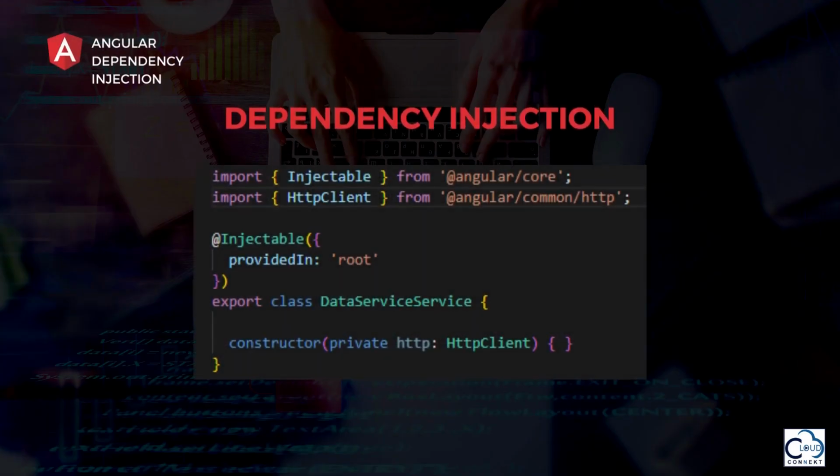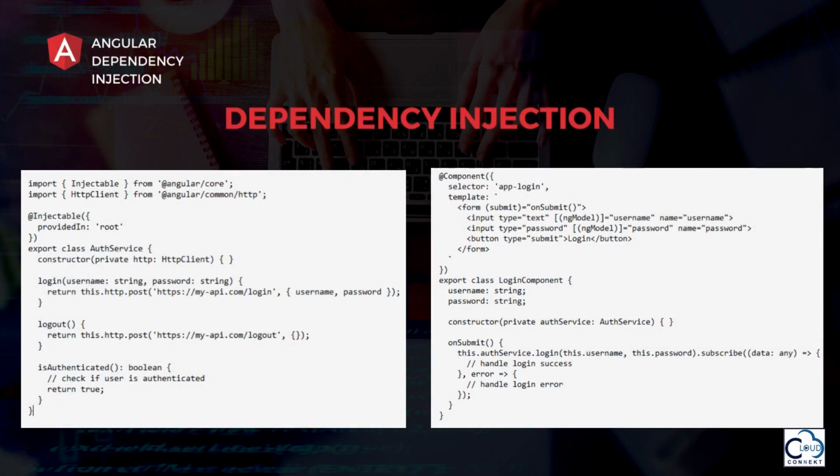And here is another example on how to use dependency injection in real-life Angular applications. Suppose you have an e-commerce application that needs to manage user authentication. You can create an auth service to handle the user authentication and authorization. The auth service needs to make HTTP requests to the server to authenticate the user. Here's how you can implement the auth service using dependency injection in Angular.